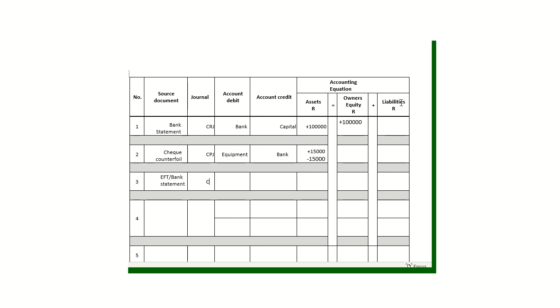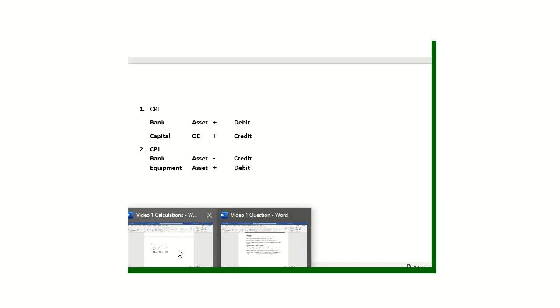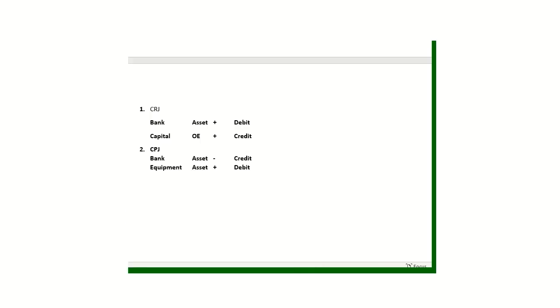What journal did we put it on? We paid, so CPJ. Okay, now we've got to follow our steps to complete the transaction. So it's number 3. We said it's on a CPJ, which means one account must be bank. Bank is an asset. We paid some money, so we'll have less assets, which means we're going to credit bank. What is it that we're paying for? For the owner's son's school fees.